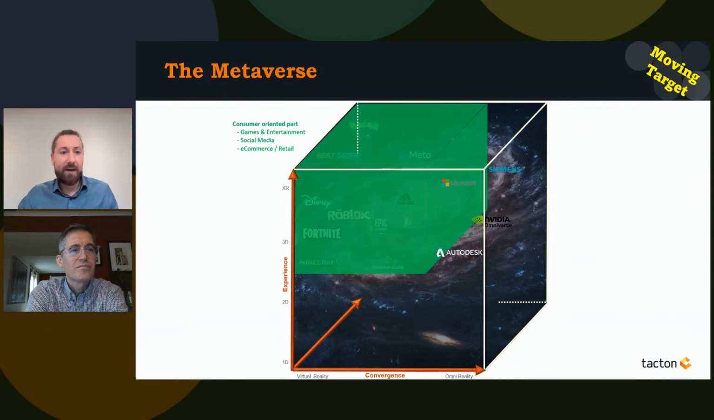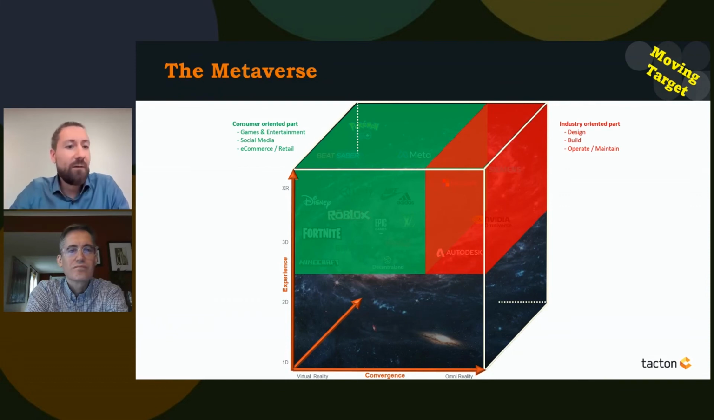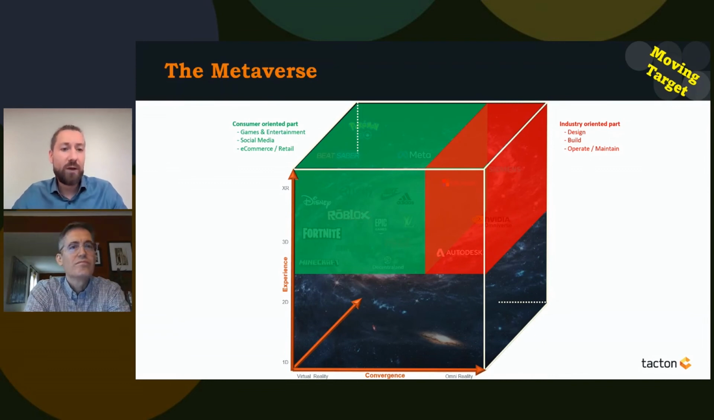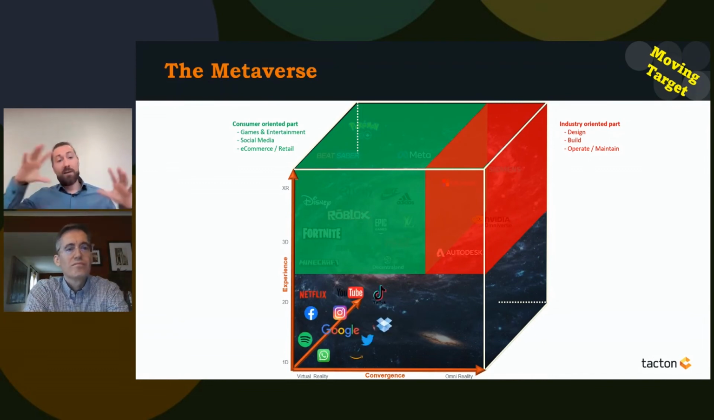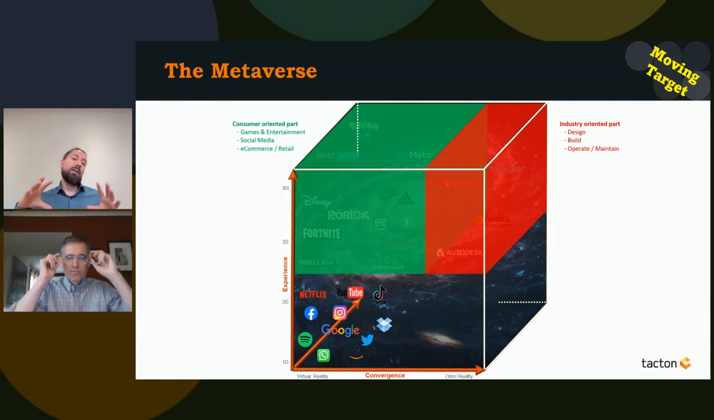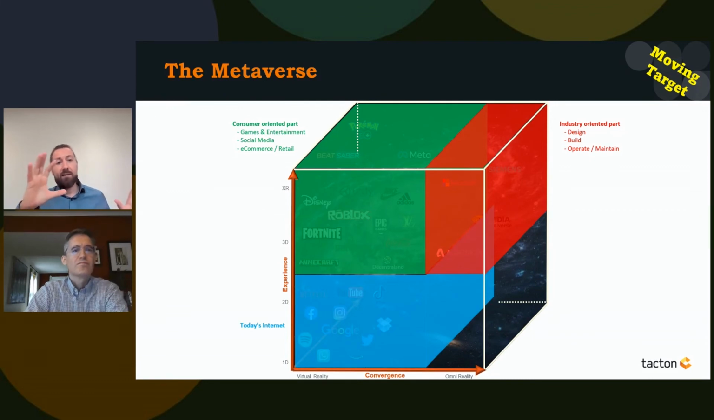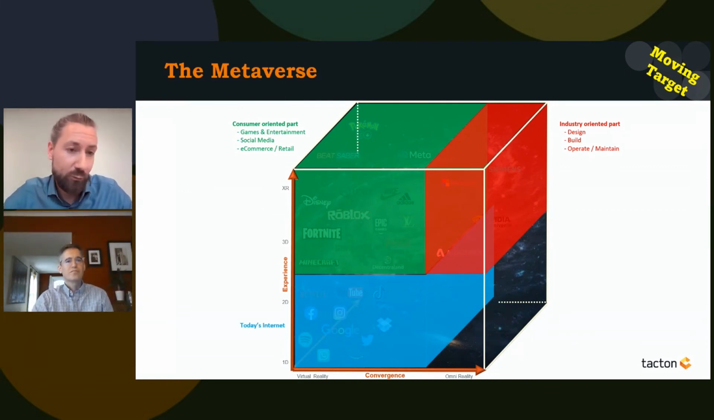So you could roughly divide those in 2 parts. You have the more consumer-oriented part of the metaverse and the more industry-oriented part. And if you look at the internet today, all the typical applications that we are using, looking at that cube, they are more located in the lower left corner of that cube. So it's text-based, images, and videos. That's the majority of those applications. So that's basically today's internet part of that cube.